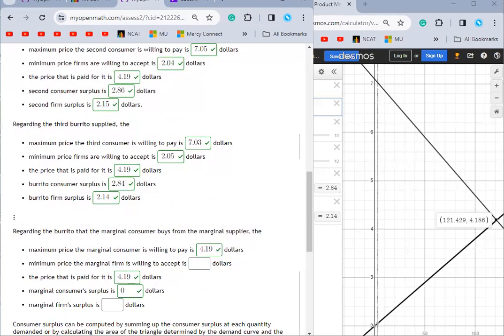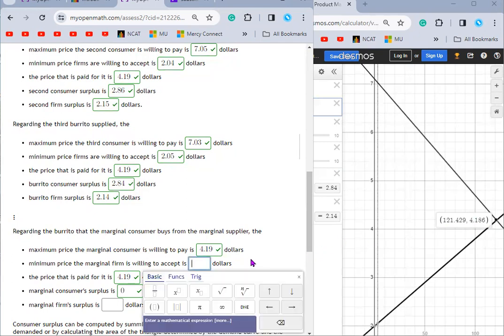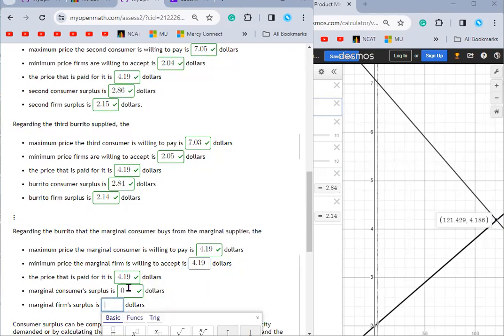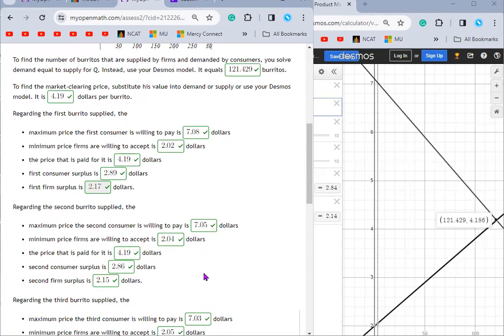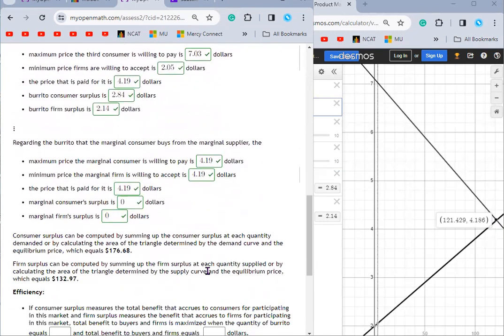Same thing with a marginal firm. The marginal firm is indifferent between producing and selling a product or not, right? Why? Because the lowest price that firm is willing to accept to make this many burritos is $4.19, which is equal to the market price. So that marginal firm has zero surplus. And they're indifferent between being in this market and not being in the market. Same thing with the consumer, right?